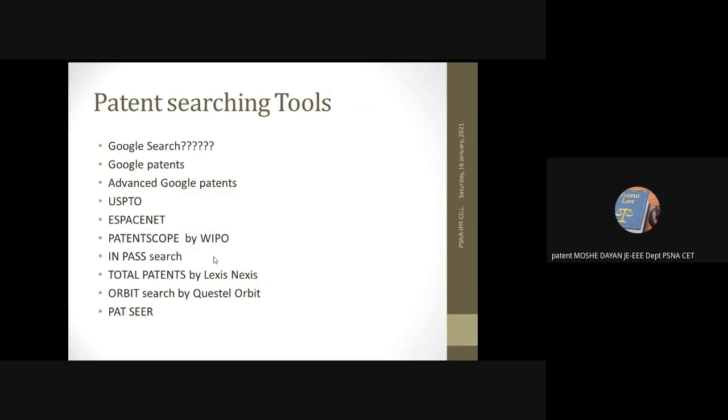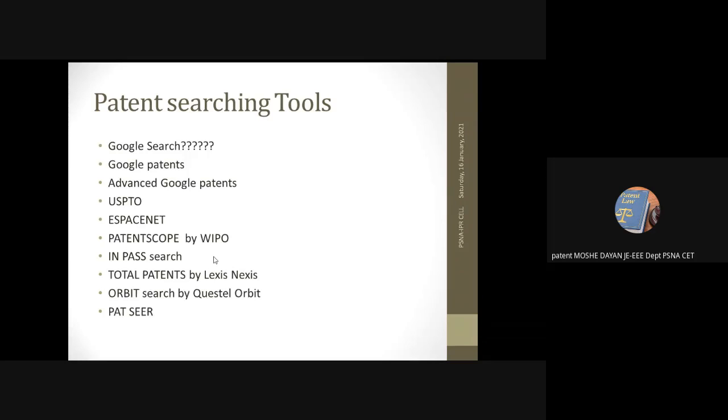The first thing you should do when you get an idea is do a search. So please note down all these things. I've given Google search a question mark because Google search is not the right search. On Google search, you cannot find a patent. It is not a knowledge search. Google search is a keyword search.